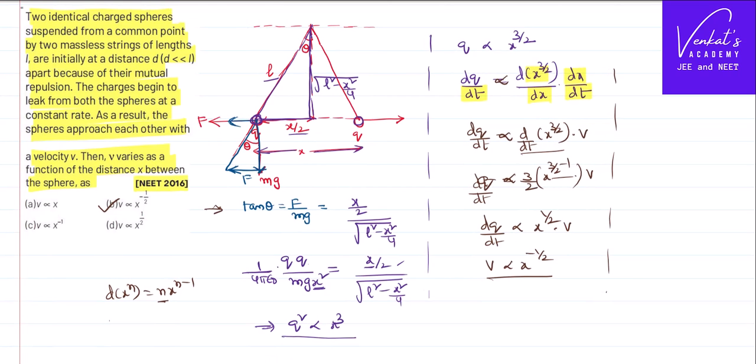The only thing that you need to know is how to write tan theta in the given two triangles. This is one triangle and this is the other triangle. Once you understand theta is the same for both of them, and you are able to equate that, then you will be getting your answer quite easily.